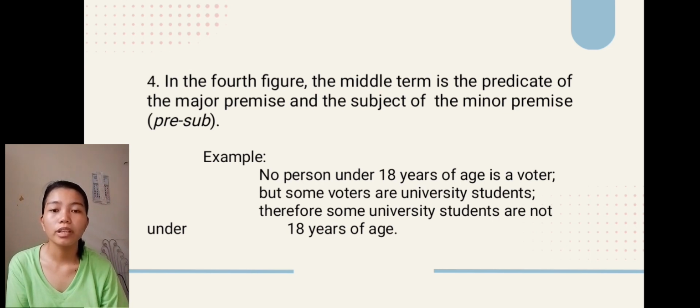So let's now come to the rules. As we follow the rules, if the major premise is affirmative, the minor premise must be universal. Major premise, no person is under 18 years old. So it is affirmative. The minor premise must be universal. Minor, universal. The some is not a universal. So it is the fallacy of undistributed middle term.